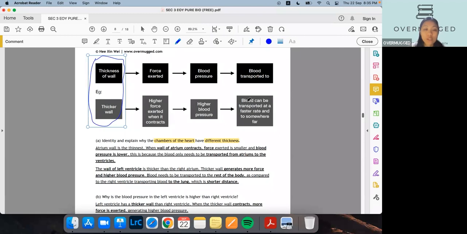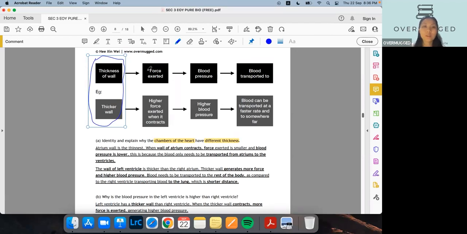So the wall of the ventricle needs to be thick and it generates more force and higher blood pressure, therefore blood can be transported to the rest of the body. But for the right ventricle, it's different. The right ventricle, of course, is still thicker than the atrium. But in this case, the force exerted doesn't need to be so high. The blood pressure doesn't need to be so high because the blood being transported from the right ventricle is towards the lung. And your heart and your lung are still nearer to each other compared to your heart and the rest of the body.